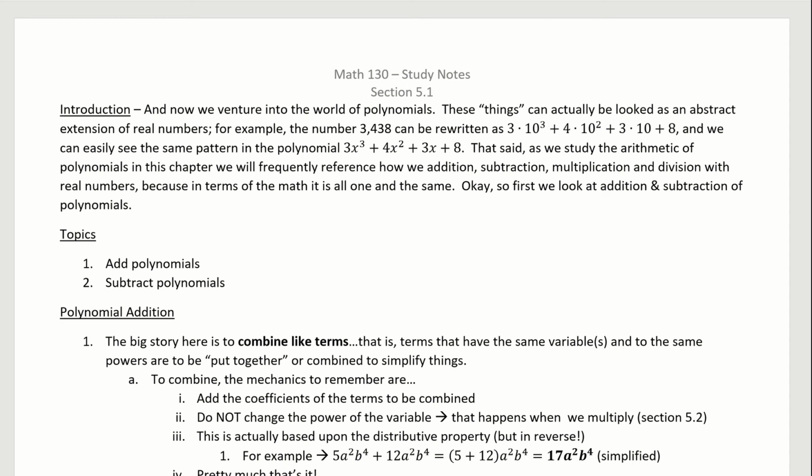Well, hey everybody, this is our first recorded lecture. Guess what it's on? It's on section 5.1. I am your intrepid guide today, Rich Weber, and I'm going to guide you through, in this particular section, the addition and subtraction of polynomials.